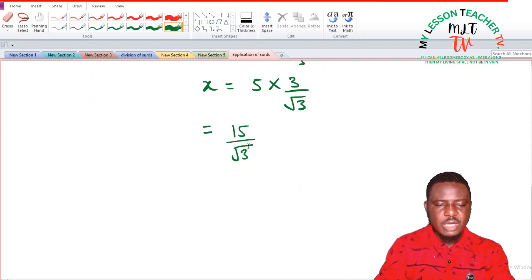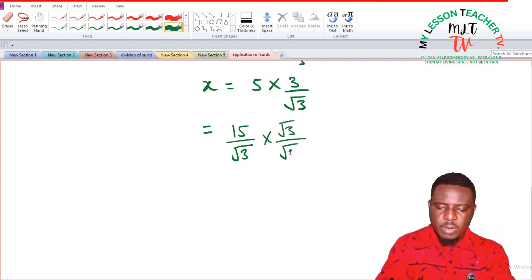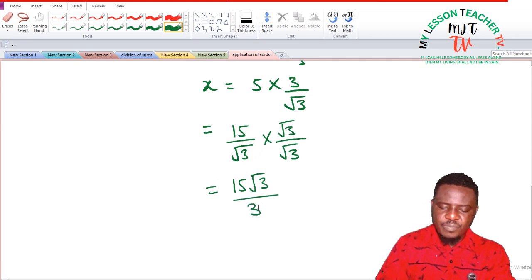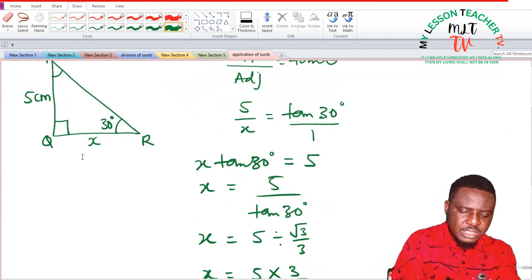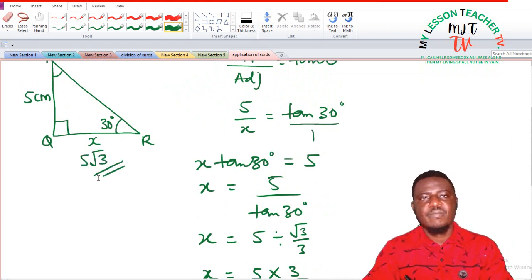Remember, this is an irrational number and it cannot be left at the denominator. So we rationalize it by multiplying both the numerator and denominator by root 3. And when you do that, this is equal to 15 root 3 divided by 3. And 3 into 15 is 5, leaving us with our answer that X is equal to 5 root 3. So what does that mean? It means that this side has the value of 5 root 3 as your answer.